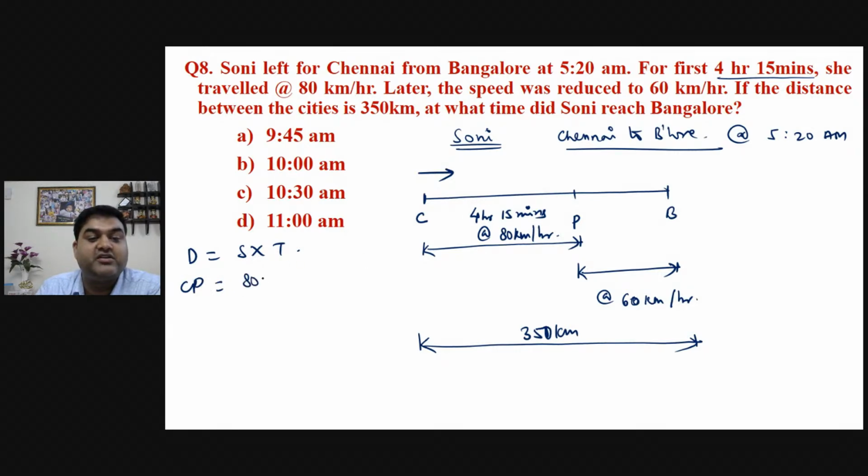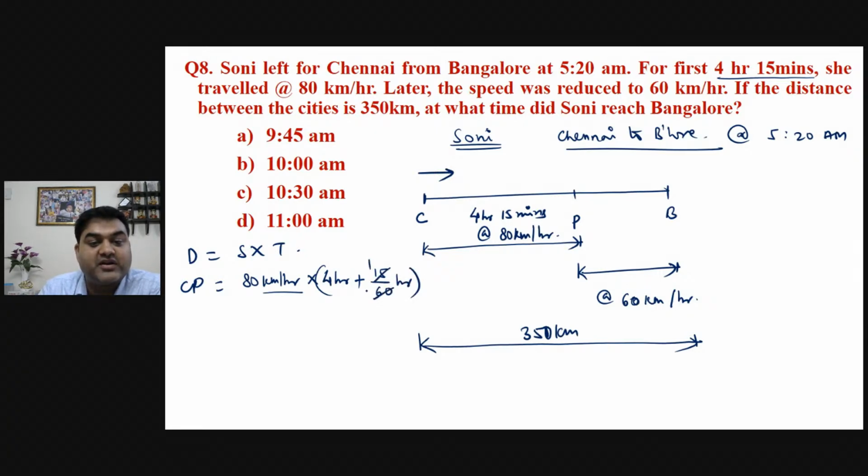Speed is 80 kilometers per hour into, what is the time? 4 hours and 15 minutes, right? 4 hours plus 15 minutes. Why do we change 15 minutes into hours? Because the speed is given in kilometers per hour. 15 minutes is equal to, in hours, 15 by 60. Can we write this much of an hour? Okay, we can write it.